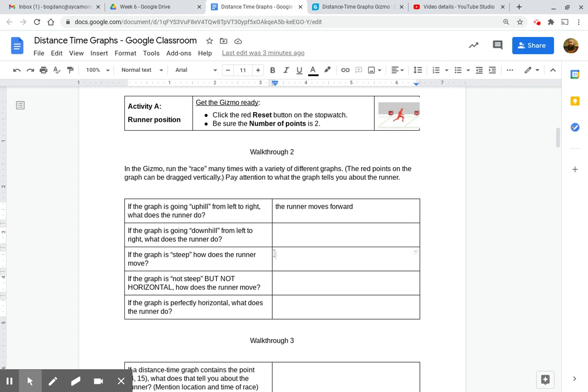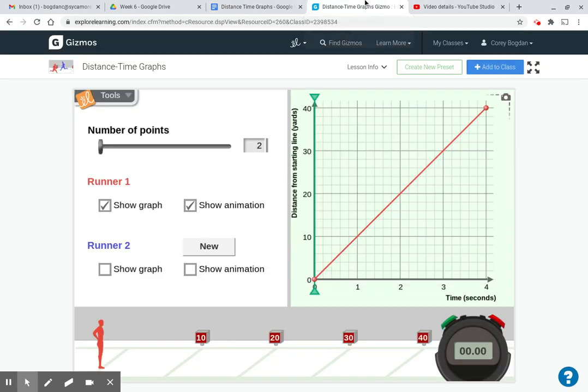So if the graph is steep, how does the runner move? Well, faster. If the graph is not steep, but not horizontal, so I don't want a perfectly horizontal line, how does the runner move? Well, they're covering less distance in the same amount of time, so they're moving a lot slower. And then finally, if the graph is perfectly horizontal, what does the runner do? For that question, just make sure that your 2 points are at the same height.